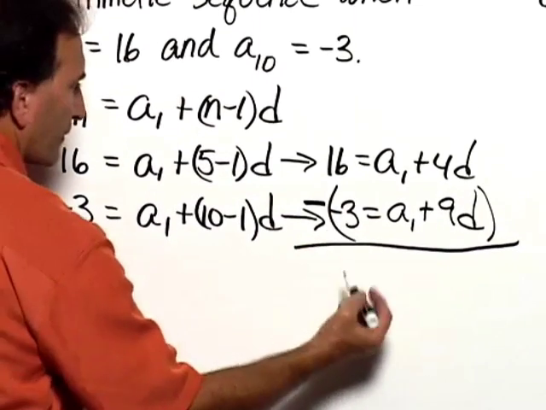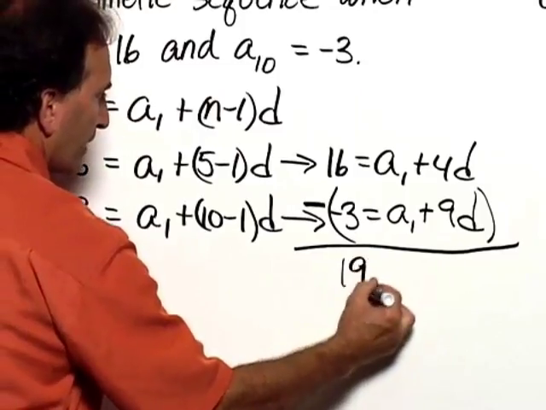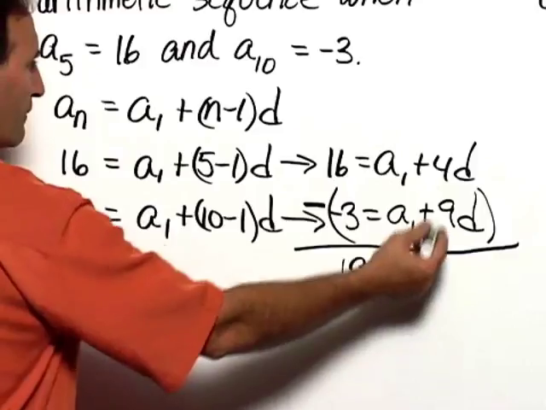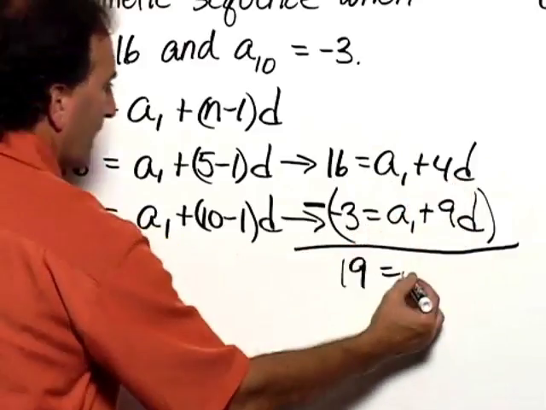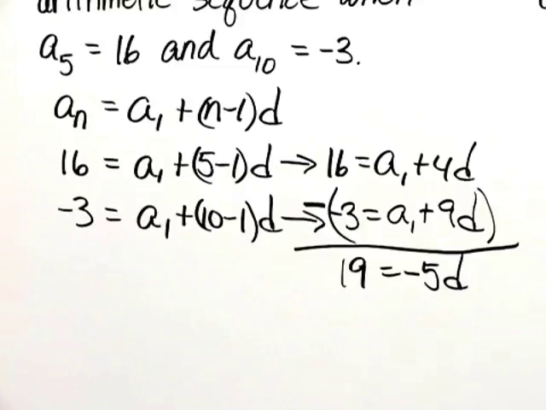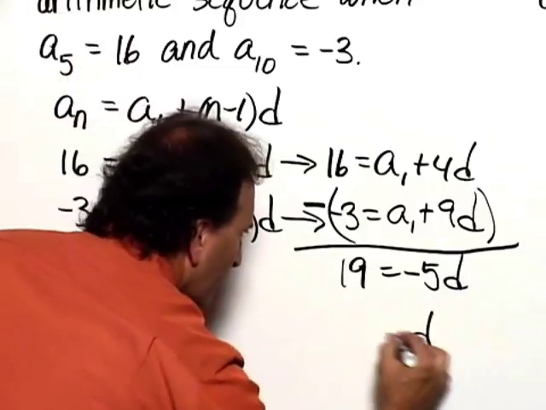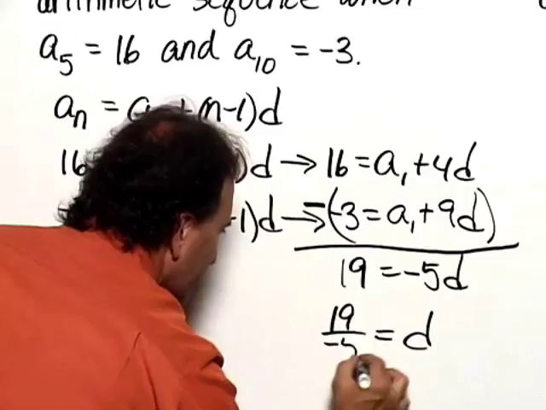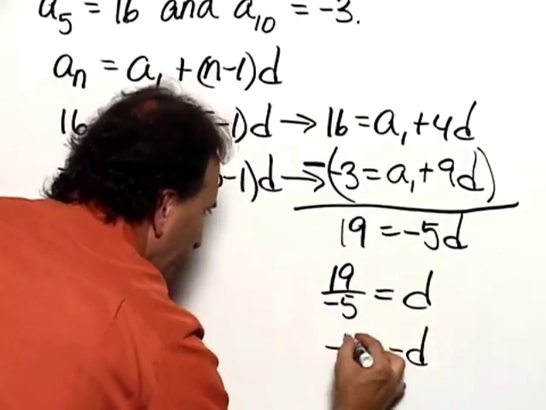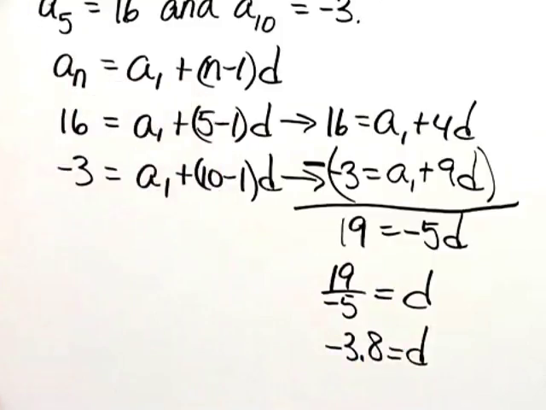16 minus a negative 3 is 16 plus 3. That's 19. The a sub 1 terms sum to 0. 4d minus 9d is negative 5d. Dividing both sides by negative 5, we get d equals 19 divided by negative 5, and that gives us d is equal to negative 3.8.